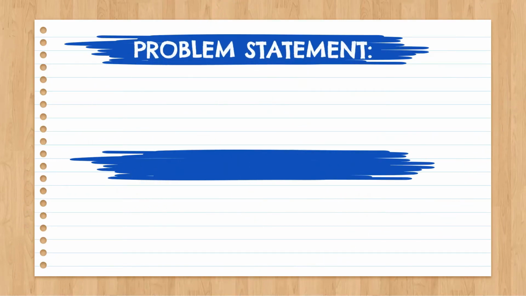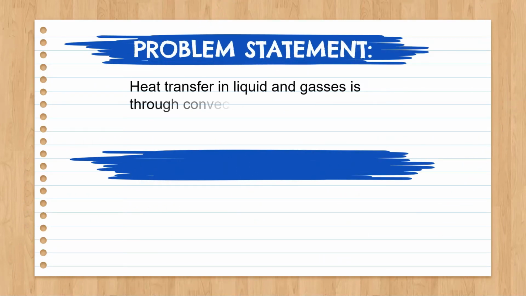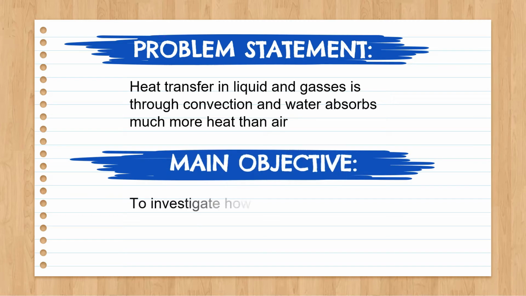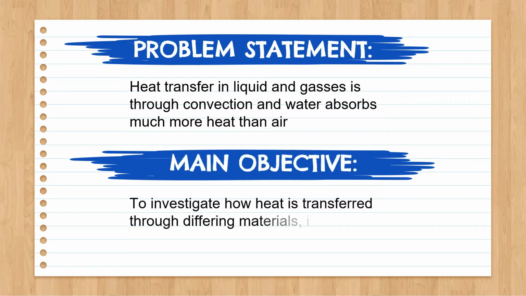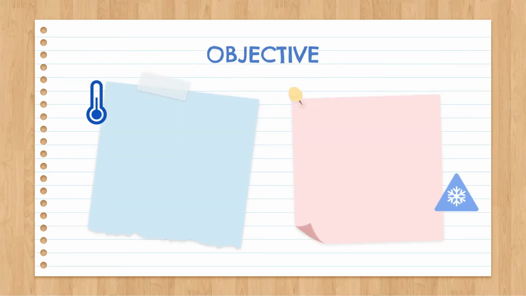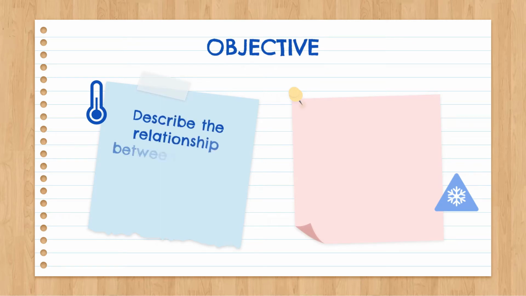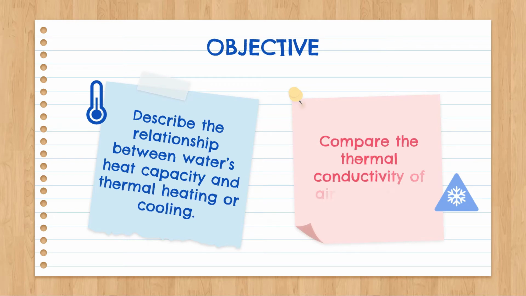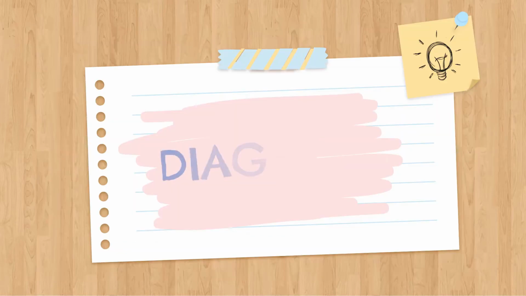The problem statement: heat transfer in liquids and gases is through convection, and water absorbs much more heat than air. The main objective of this project is to investigate how heat is transferred through differing materials, in this case water and air. Objective of this project: first, to describe the relationship between water's heat capacity and thermal heating or cooling. And second, to compare the thermal conductivity of air and water.